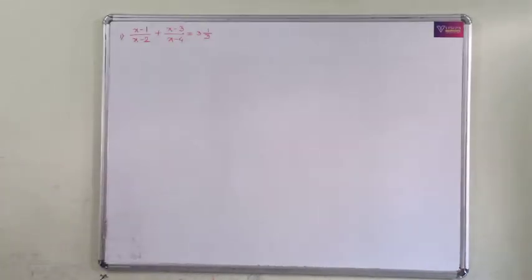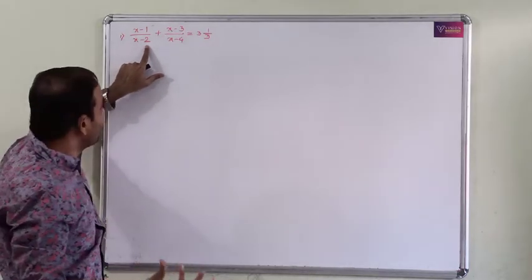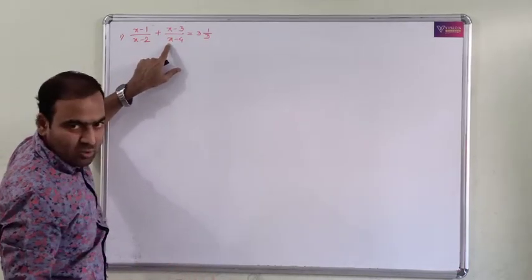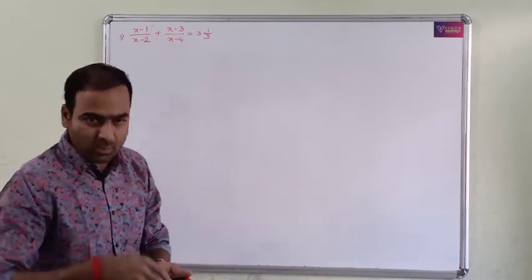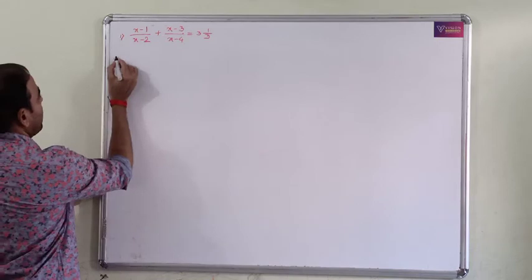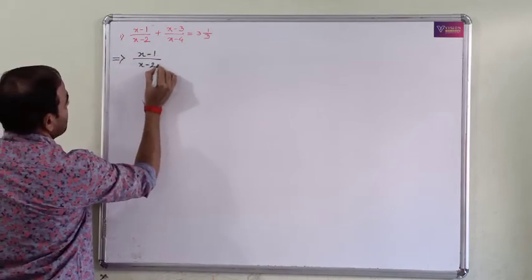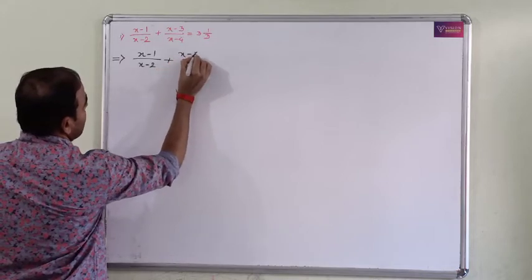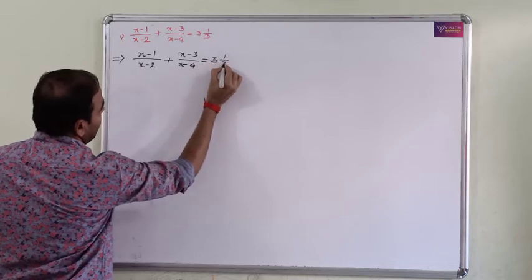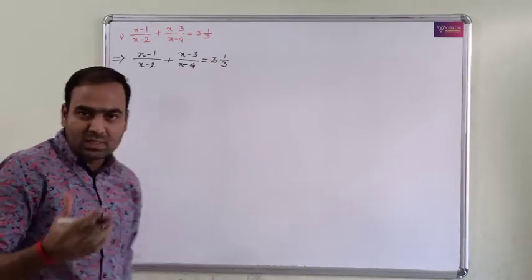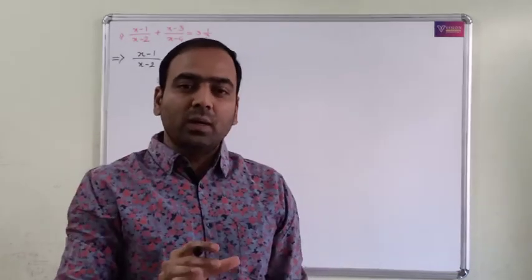Obviously x is not equal to 2 because 2 minus 2 is 0, and that is a meaningless process. Again x is not 4 because 4 minus 4 is 0, and 0 at the denominator is meaningless. That's why we take (x minus 1) upon (x minus 2) plus (x minus 3) upon (x minus 4) is equal to 3 1 by 3. So this is not a quadratic equation at this moment, so we have to convert this equation.